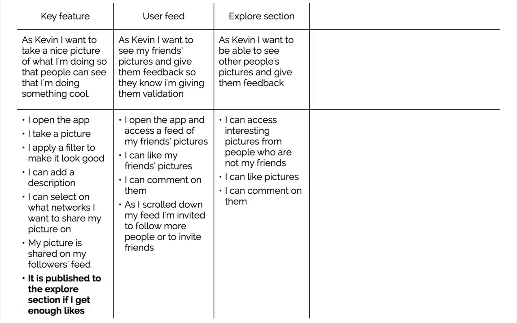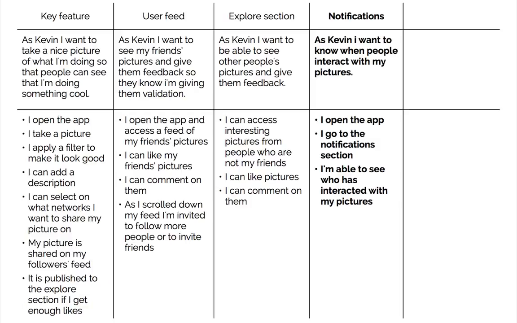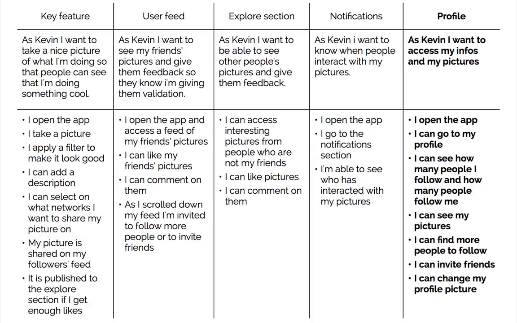And we'll add 2 more narratives. A notification. As Kevin, I want to know when people interact with my pictures. I open the app, I go to the notification section, and I'm able to see who has interacted with my pictures. And finally, the profile story. As Kevin, I want to access my information and pictures. So I open the app, I can go to my profile. I can see how many people I follow and how many people follow me. I can see my pictures, I can find more people to follow, I can invite friends, and I can change my profile picture.